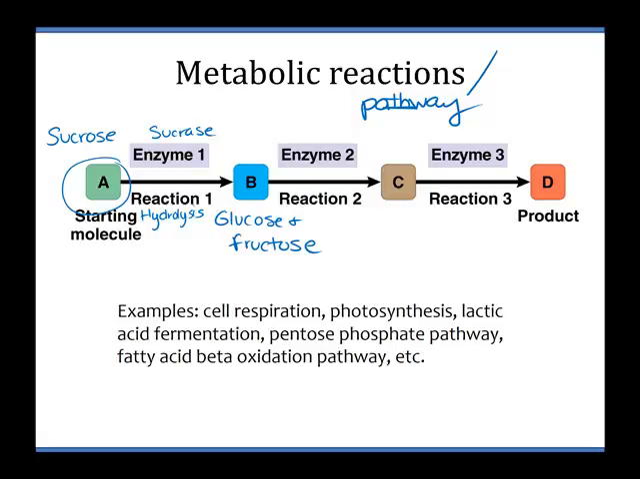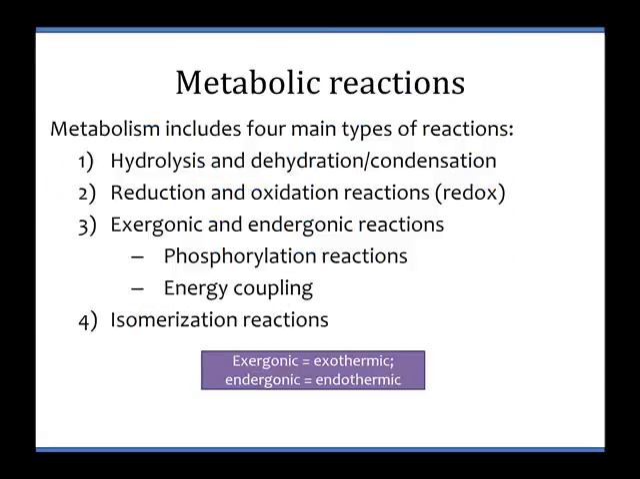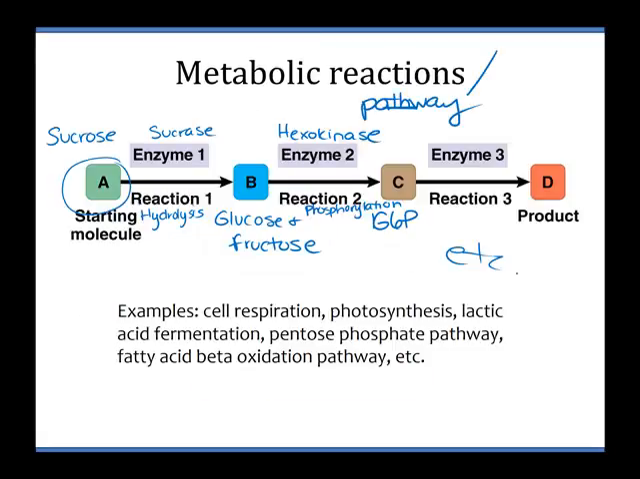Now we're going to take that glucose and fructose and convert it into G6P. And the enzyme that does that has a name. We don't have to worry about his name, but there's his name, hexokinase. The reaction type was a phosphorylation reaction, etc. So you get the idea. These pathways, either catabolic or anabolic, happen step by step in little chunks, not all at once.